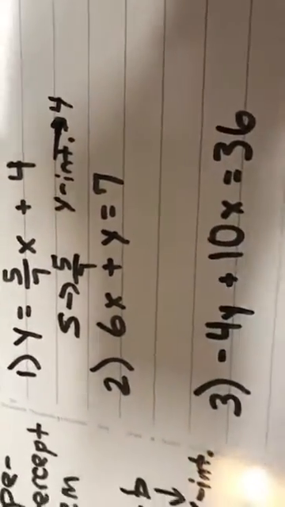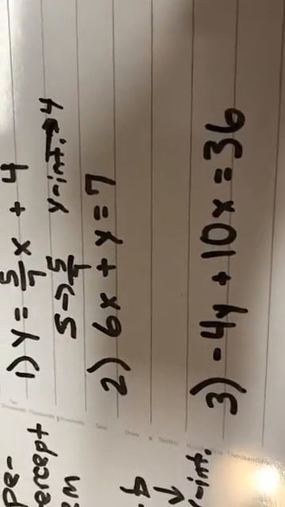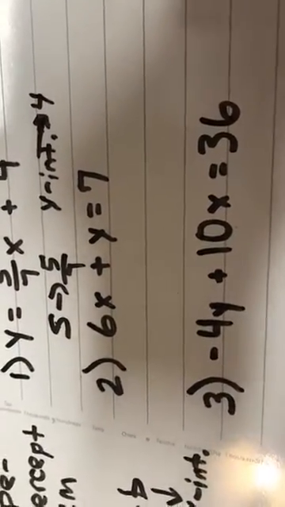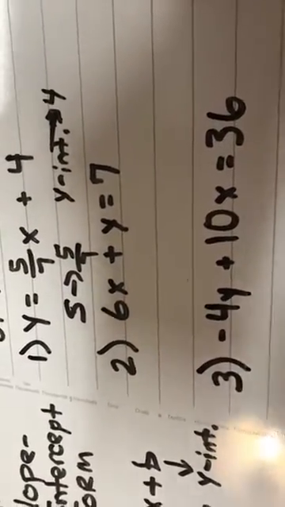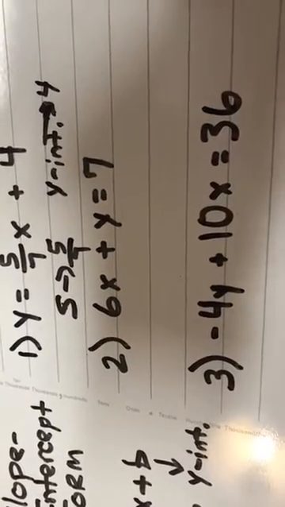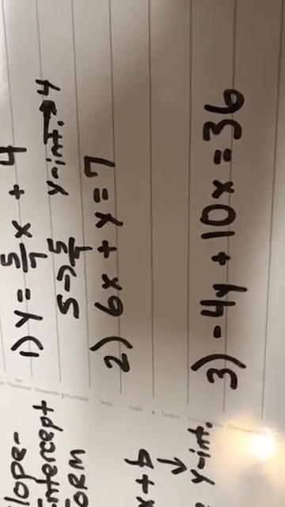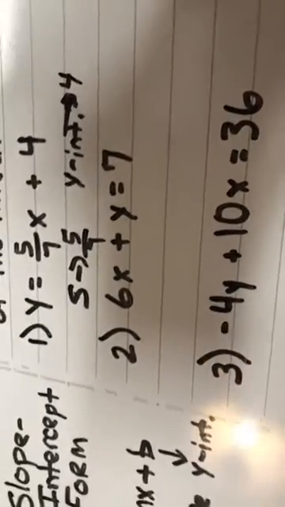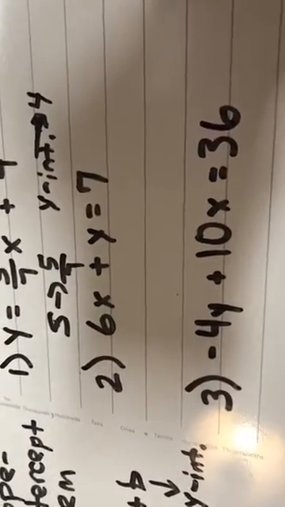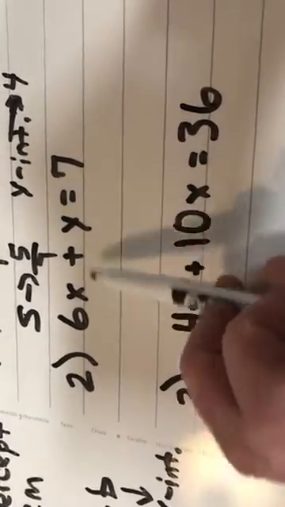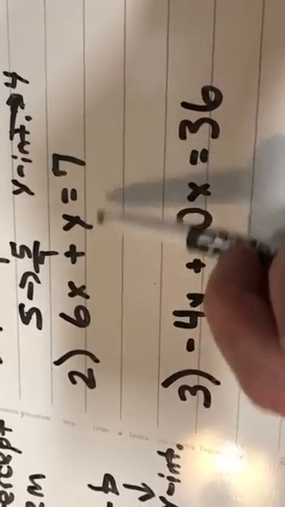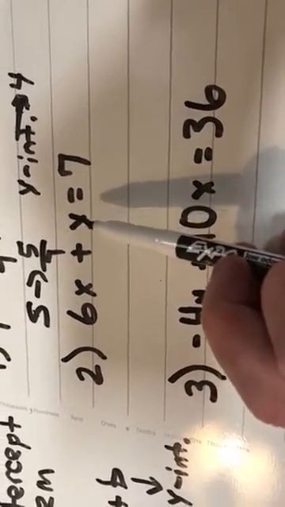Let's go to number 2. 6x plus y equals 7. I look at that, and I have to be realistic and say that is not in slope-intercept form. That does not say y equals. So what do I do in this situation to figure out what the slope and the y-intercept is? I have to rewrite my formula so that it does say y equals mx plus b. So I have to do what I know about equations, and I think about isolating the variable. It's the same philosophy in slope-intercept form. I want to isolate y.